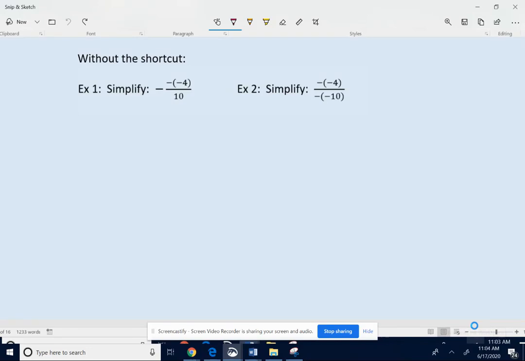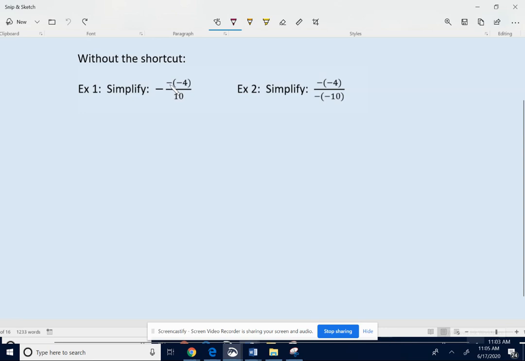Okay, let's look at the problems we just did, but let's not worry about the shortcut. And remember, a negative and an opposite sign is the same thing, essentially. It's just a matter of how you say it and how you think about it. So when I'm looking at example 1, I'm just going to think of this as the opposite of negative 4 over 10.